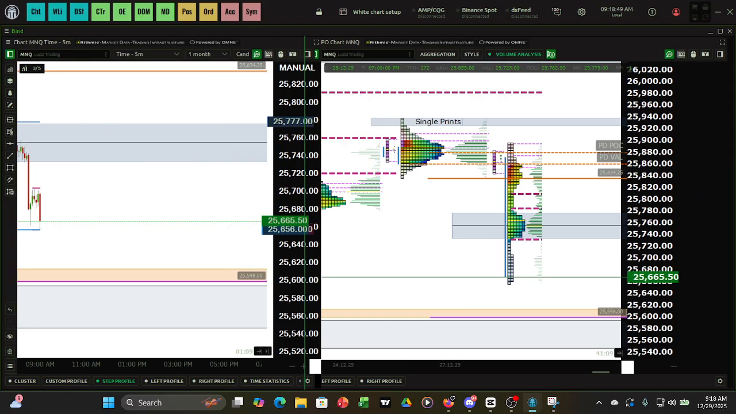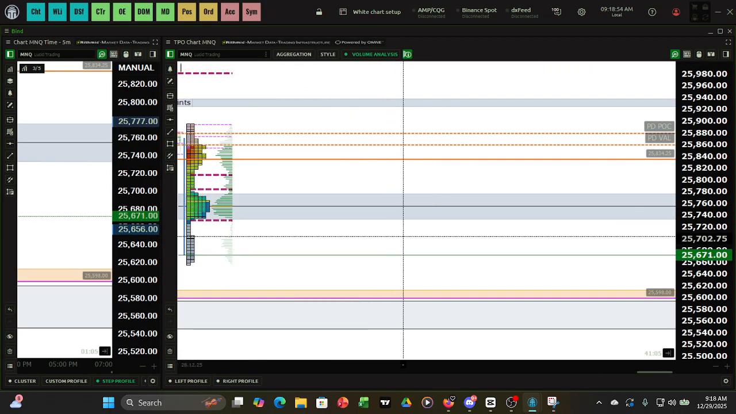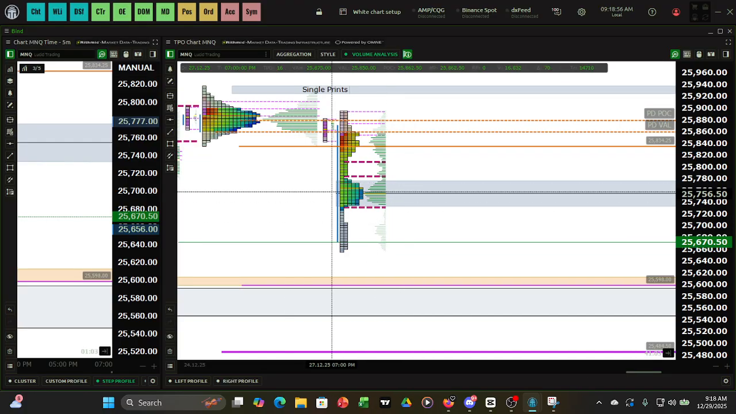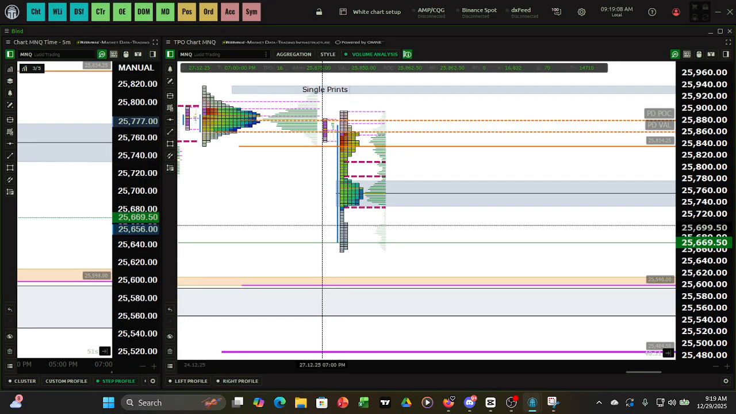So now if I go back over here and I look at my TPO chart, we're starting to get a little bit of acceptance down here, right? So this whole thing is acceptance, which is right in here, which we already knew. So now we push down, right? Now we got these tails, these long tails in here. So this isn't really a strong volume area.